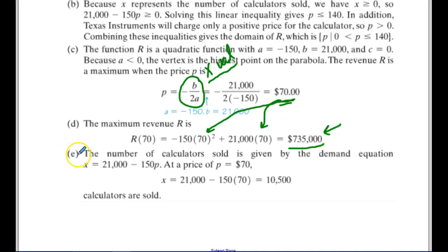So in part E, we were asked, if this price is $70, how many calculators are sold? That's where I go back to my original calculator equation, X equals 21,000 minus 150P. I plug in my P, because I figured out that that needed to be $70, and I see that we sell 10,500 calculators if we sell them for the price of $70.